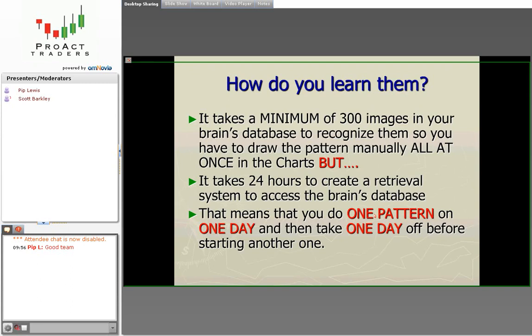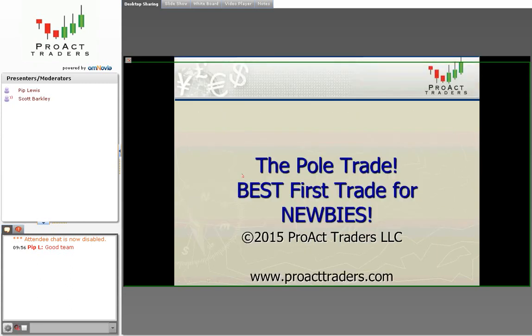Reticular means your brain sees it automatically. Cognition means it understands it automatically. You don't even consciously have to think about it anymore. So the pole trade is the best first trade for newbies to learn. Let's go in the charts to see if we can find a couple here.